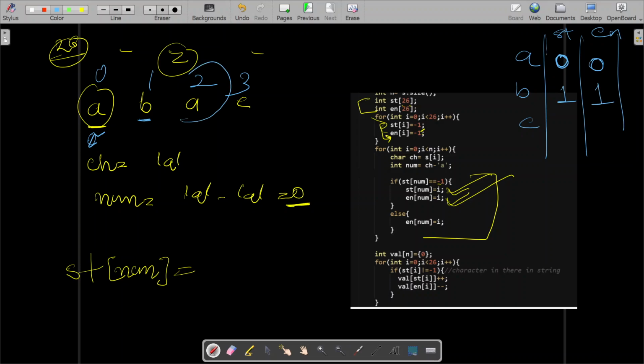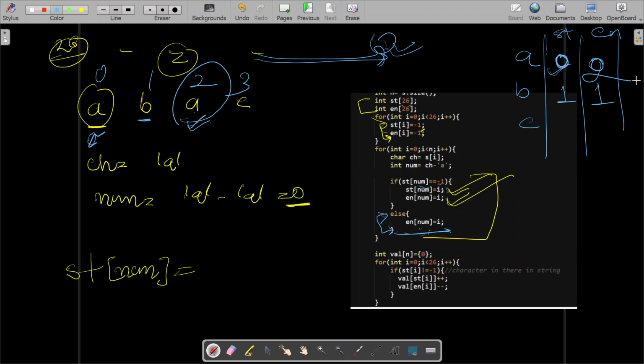Now as we are getting this a again, st of a is not equal to -1, because we have set st of a equal to 0. So this will go into the else branch, and now we will only replace the ending, because we are looping through the string. Whenever we get a later occurrence, we replace the ending with it. So now it will be 2. Like if we get a further one at index 7, it will be replaced by 7.